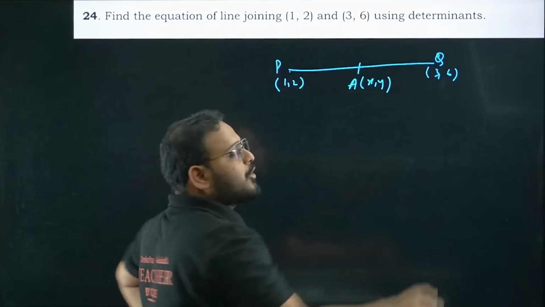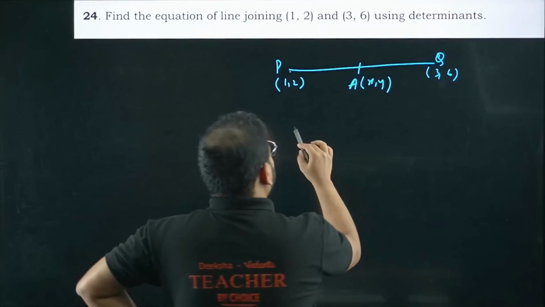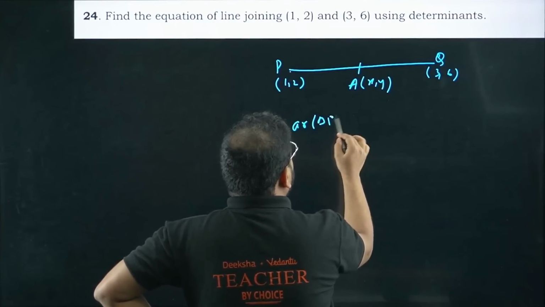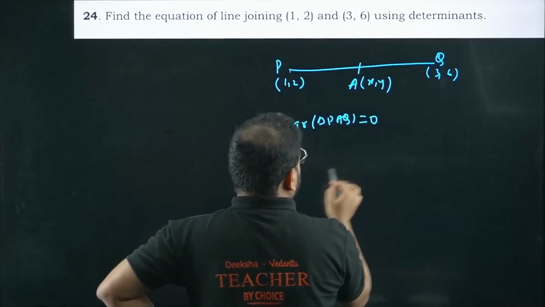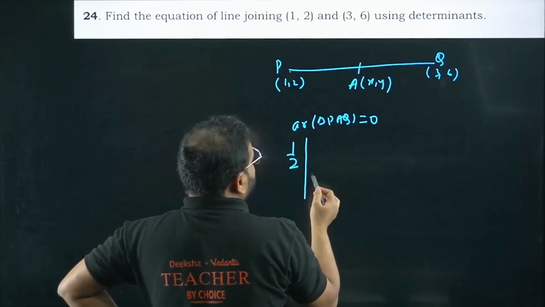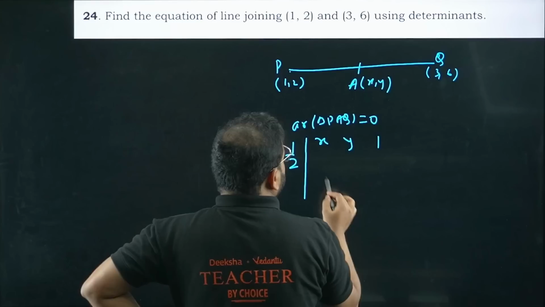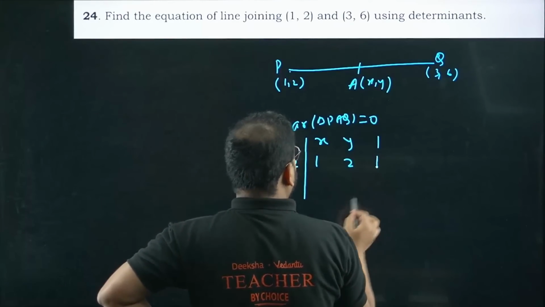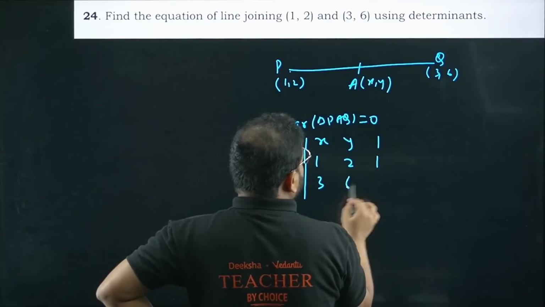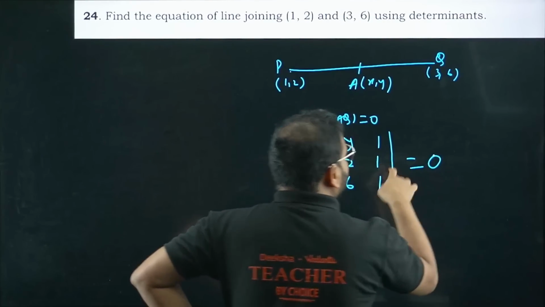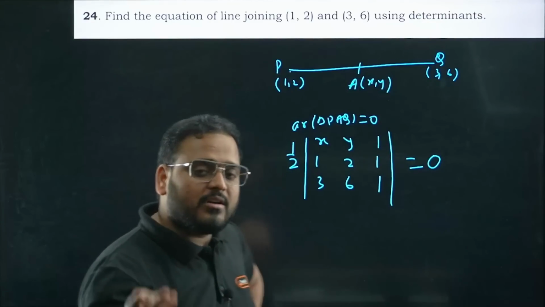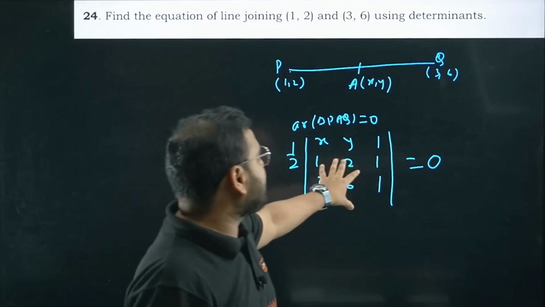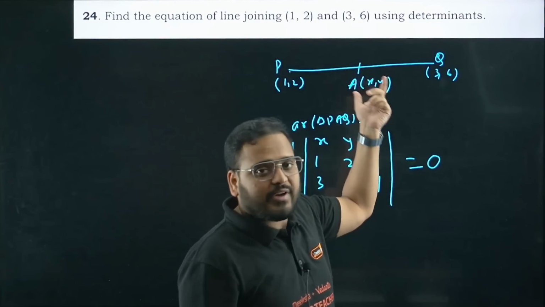So the triangle PAQ, what is the area, bacha? Area of triangle PAQ will be 0, sir. So half of the determinant of what, bacha? X, Y, 1, 1, 2, 1, and 3, 6, 1 will be 0. So why are we taking this, sir? Your equation means what? Relation of x and y, right? How can we get that? From this, if I find the area, I'll get the relation of x and y only, no?